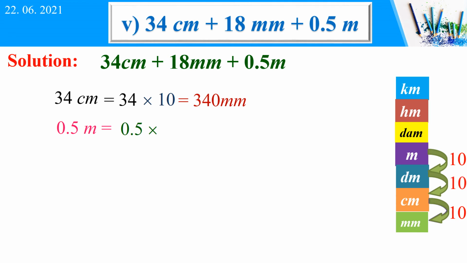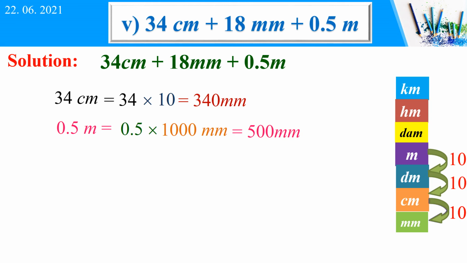From decimeter to centimeter another 10. From centimeter to millimeter another 10. So 10 into 10 into 10, 1000. We have to multiply 0.5 into 1000 to convert meter to millimeter. On multiplying we get 500 millimeter.